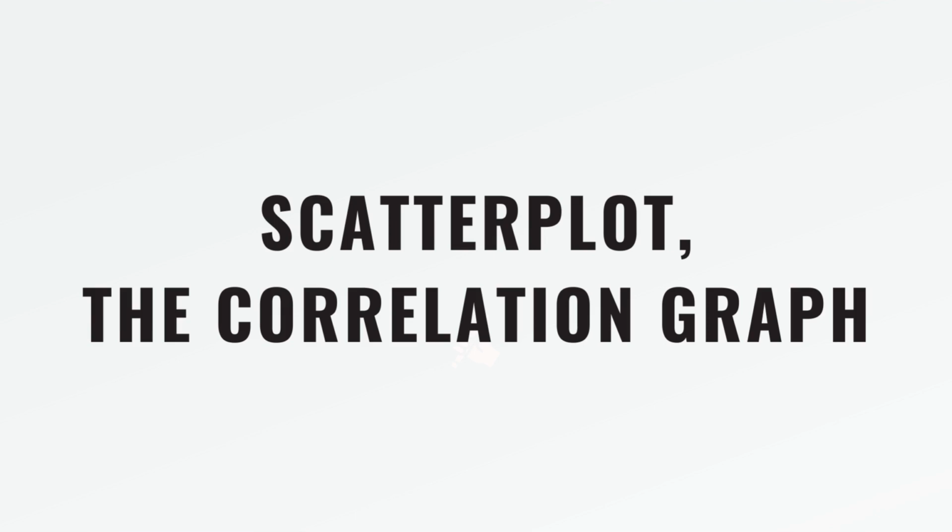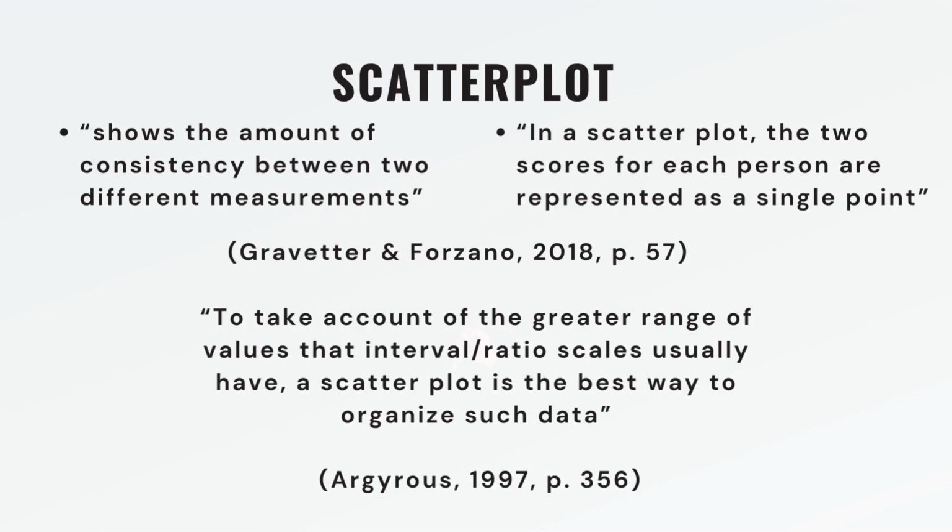When scores for an entire sample are plotted, the resulting graphical representation of the data is called a scatter plot. According to Graziano and Raulin, to show the amount of consistency between two different measurements, the two scores obtained for each person can be presented in a graph called a scatter plot. They explain that in a scatter plot, the two scores for each person are represented as a single point, with the horizontal position of the point determined by one score and the vertical position determined by the second score.